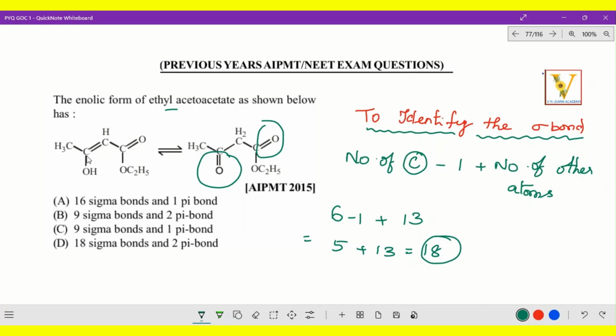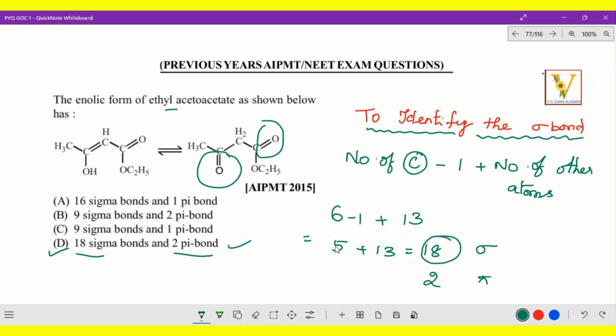Now you can check it in this way also. If you go from this side, how many carbons are available? The same, 1, 2, 3, 4, 5, 6. 6 carbons only are available. And in the same way, how many other atoms are available here? 3, 4, 5, 6, 7, 8. 8 plus 5, that is 13. So 13 plus here 5, 18. So 18 sigma bonds are there. 2 pi bonds are there. The correct option is option D. So 18 sigma bonds and 2 pi bonds.